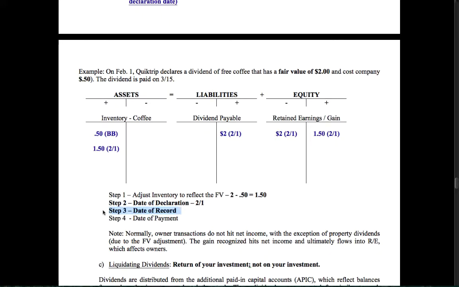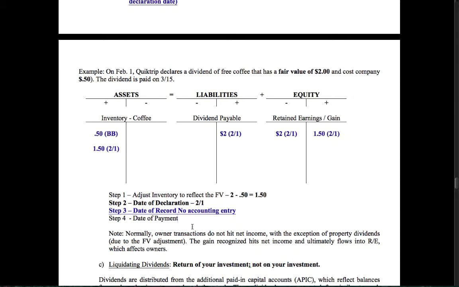The date of record does not have any accounting entries. You have to make sure that you understand that. While I did not specify in this example what the date of record was, a problem you will see likely on a homework quiz or the exam will include that information. You just need to make sure that you remember that at the date of record there is no accounting entry.